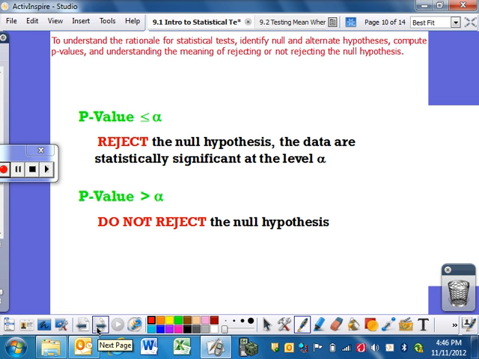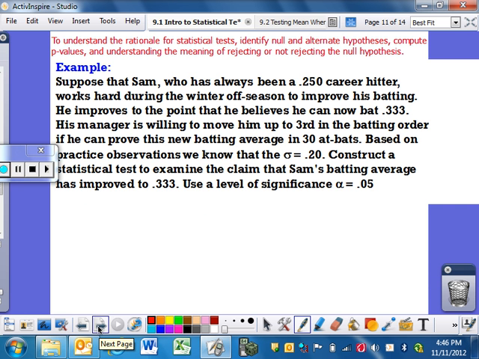So when you get into it, I'm going to come back and refer to this slide to tell you, if that p-value we find is less than alpha, we will reject. If it's greater than, we're going to not reject. So what we need to do is set up a problem. I want to give you an example.